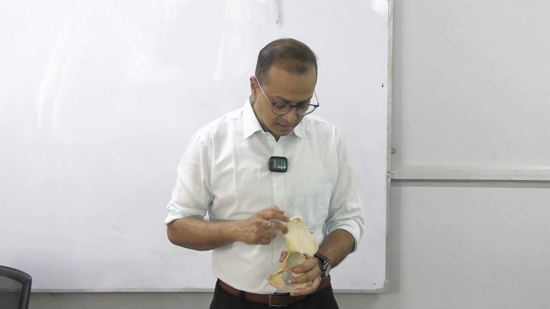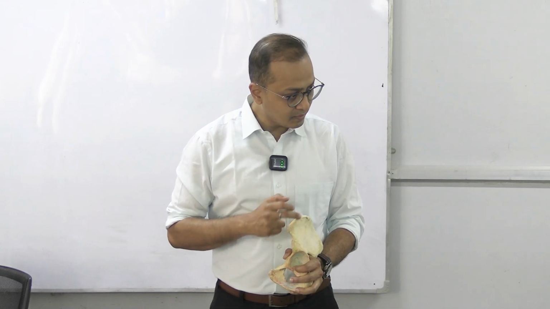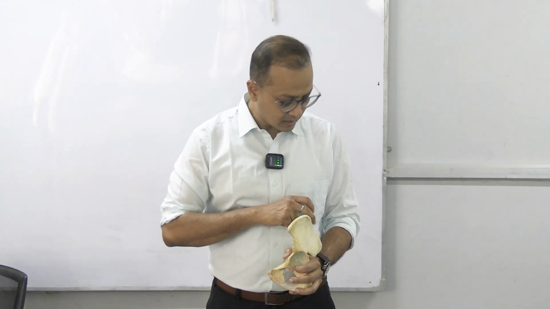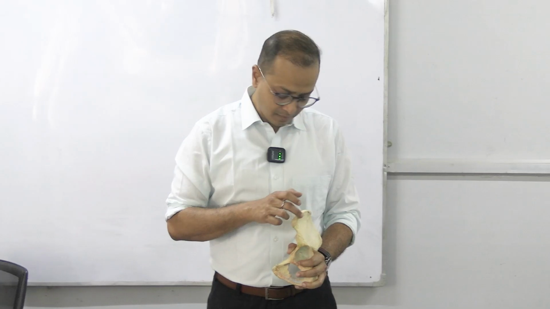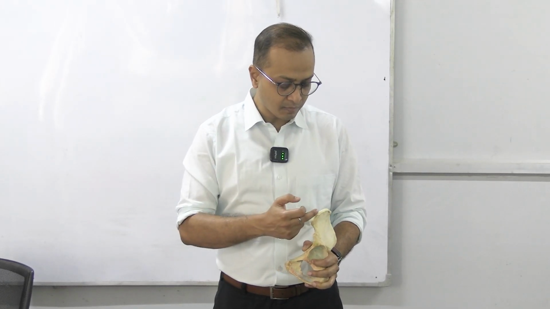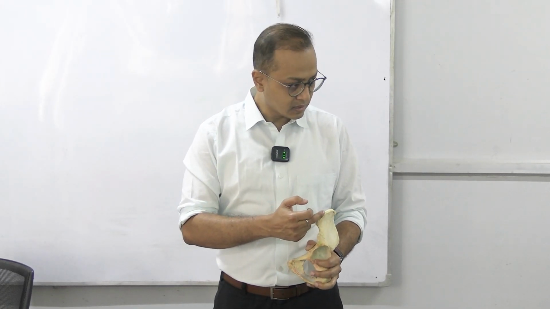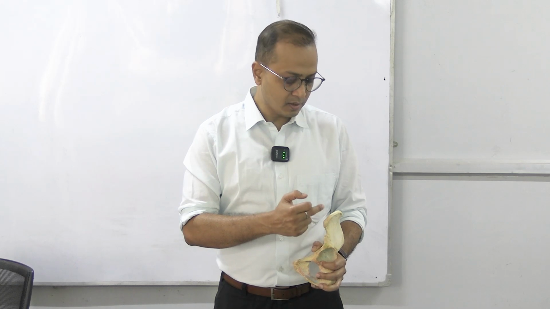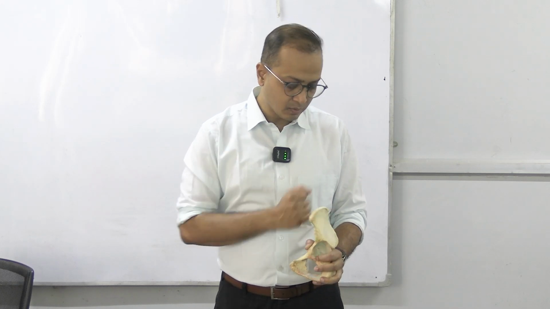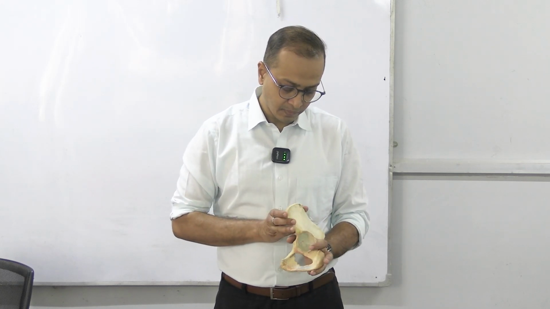Tensor fasciae latae is attached on this margin, then you have the fascia lata, all of it attached. Then we have this outer leaf, we have the external oblique, internal oblique, transversus abdominis. So, this is how they are attached or anchored in here.